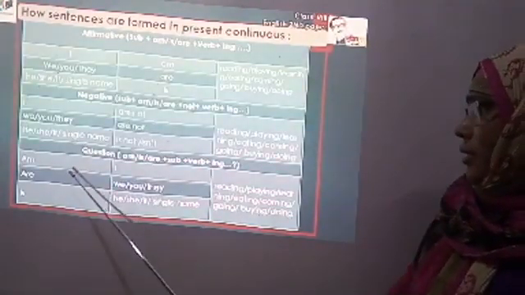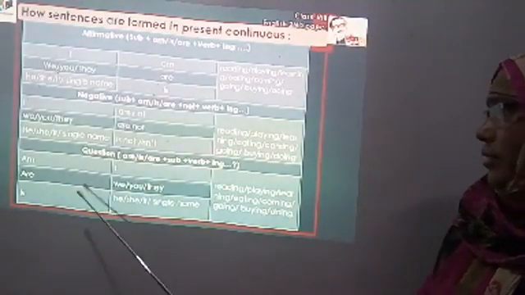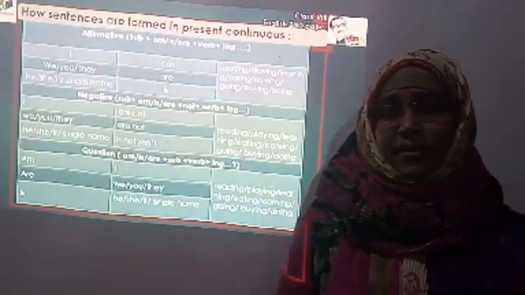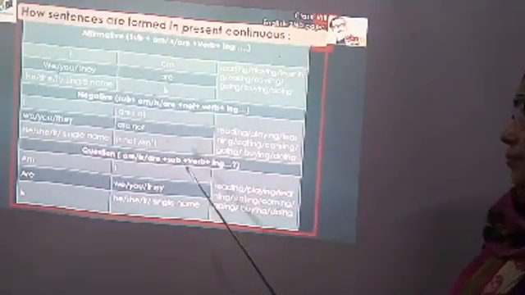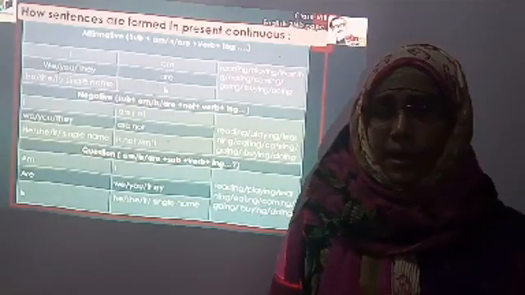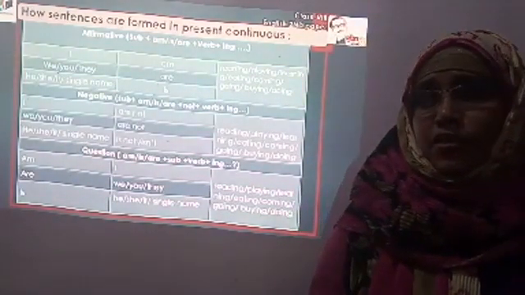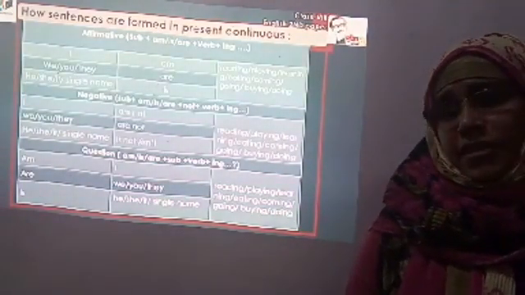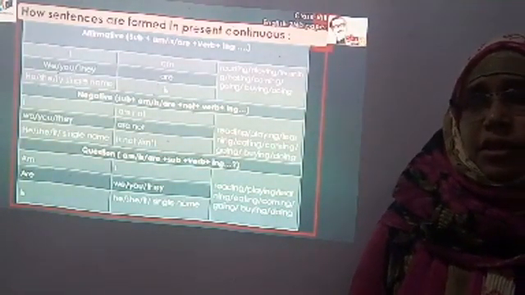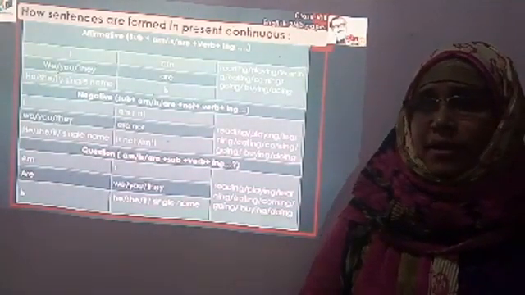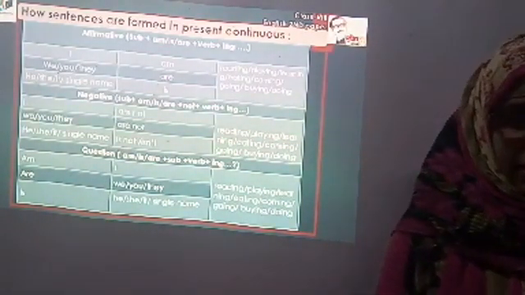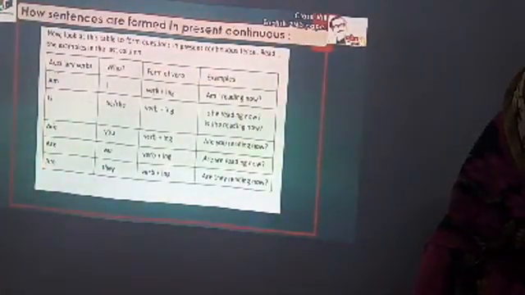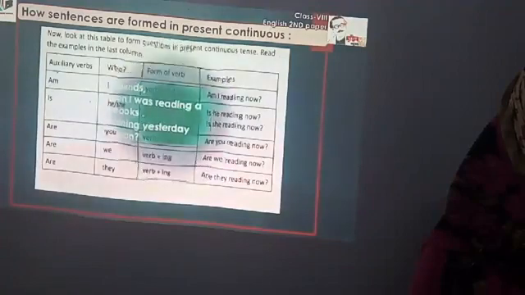Am I reading? Are we reading? Am I going? Are they going? Is she doing? Is Mina running? Like this. And at the end of the sentence, you have to use a question mark. If it is an interrogative sentence, you must use a question mark at the end of the sentence. Remember it. There is more practice here, so we can do it.